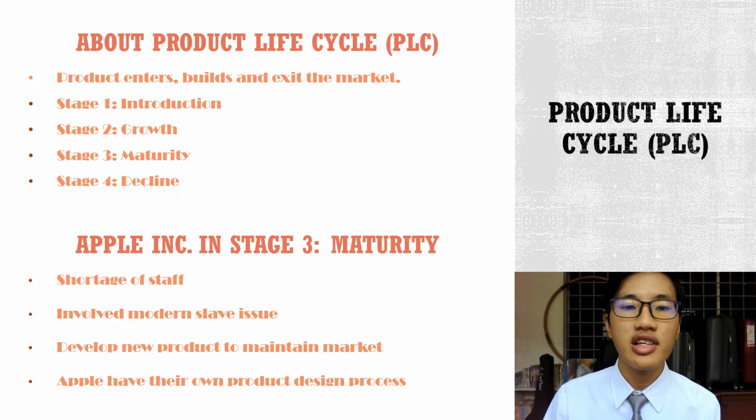As Apple is in a maturity stage, they need to maintain a competitive position in the market by developing new products. By developing new products, Apple has their own design process. In this process, the manager will come up with an idea for creating a new product and discuss or brief the information about it.